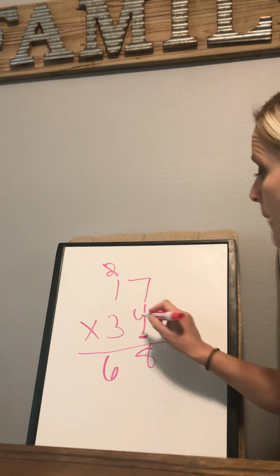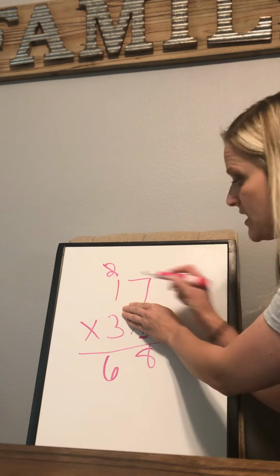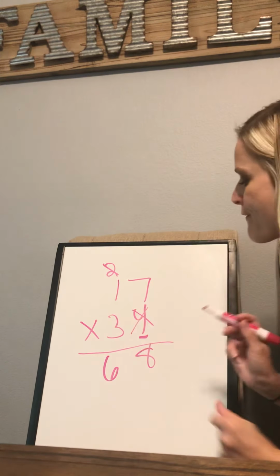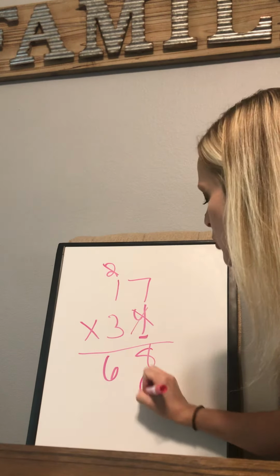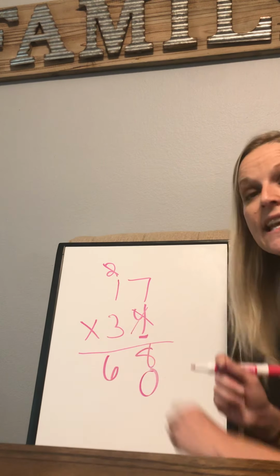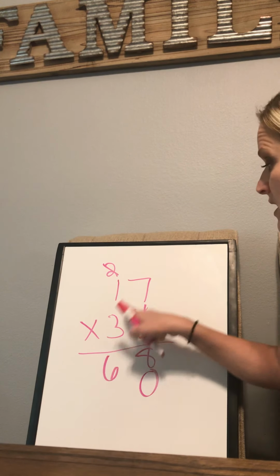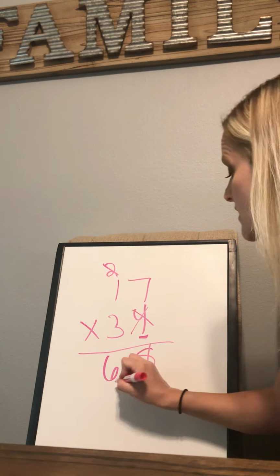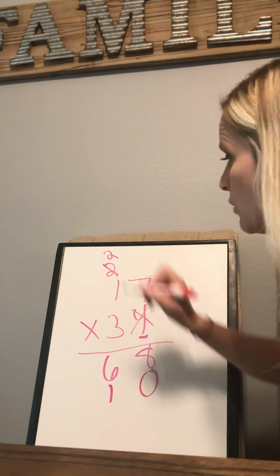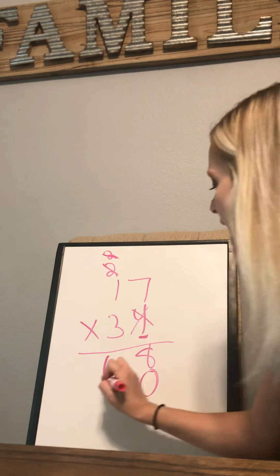So now I'm done with the 4. I'm going to move on to multiplying now 17 times 3. Before I move on, I have to put a 0 here because I moved on to the tens place. So I'm going to start in the tens place. So now 3 times 7 is 21. Put down the 1, carry the 2. 3 times 1 is 3, plus 2 is 5.